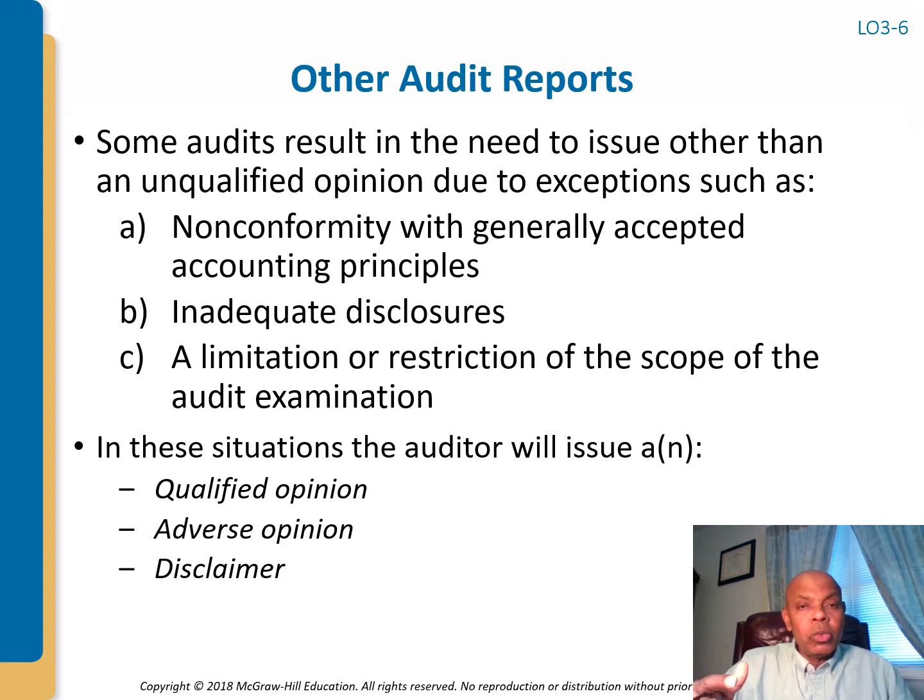Sometimes you want to go inspect a warehouse or inventory. They say, no, you can't go there, just take that number. Those kinds of limitations are restrictions on the scope, right? You cannot really do your job properly if they have these types of limitations and restrictions on you. So in that case, you cannot issue an unqualified opinion. In this situation, the auditor will issue a qualified opinion, adverse opinion, or disclaimer. Adverse is the bad one. The disclaimer means you don't issue an opinion at all.